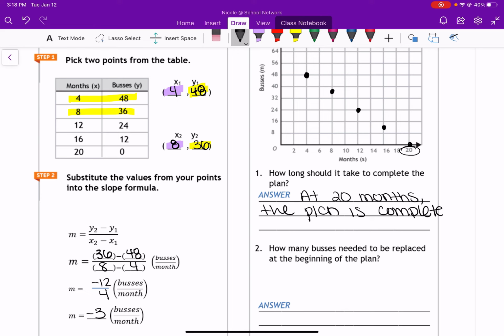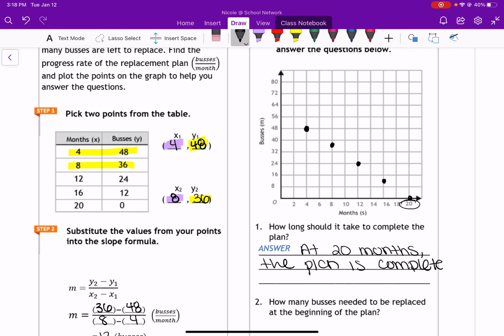So how many buses need to be replaced at the beginning of the plan? So here, at the beginning of the plan, the months are 0, right? Because nothing changed, or we haven't even begun yet. So at month 0, what is y? We don't have that yet, but we can figure that out.